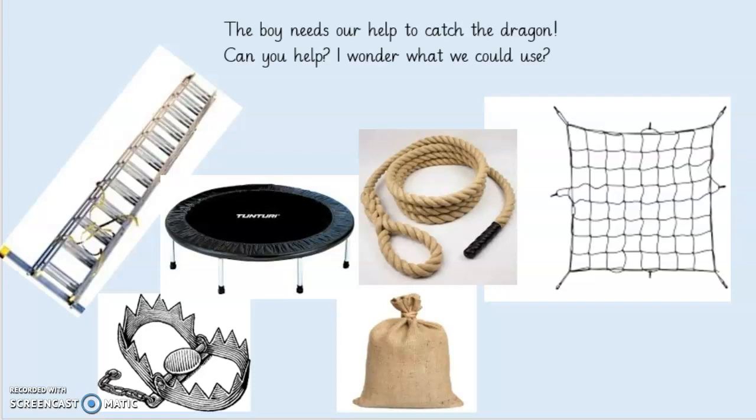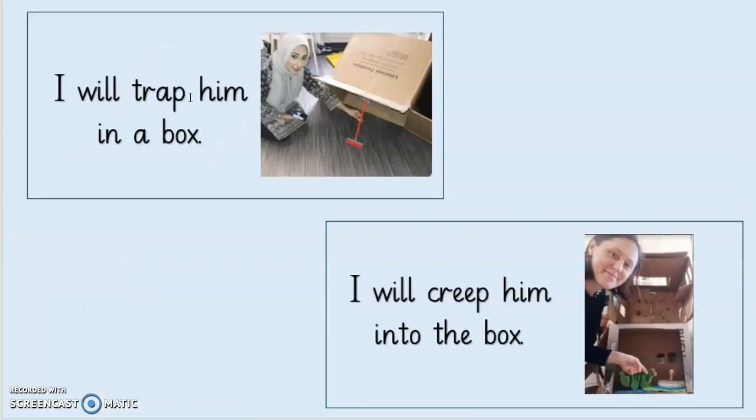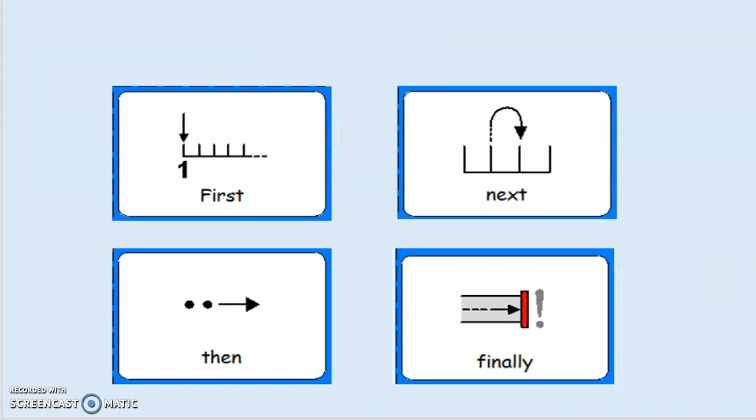As a challenge, you might choose to write a sentence to go with your idea. So use the words I will to write a sentence about your idea to catch the dragon. You might choose to use our instruction words to write a plan of how you're going to catch the dragon. We can't wait to see your ideas.